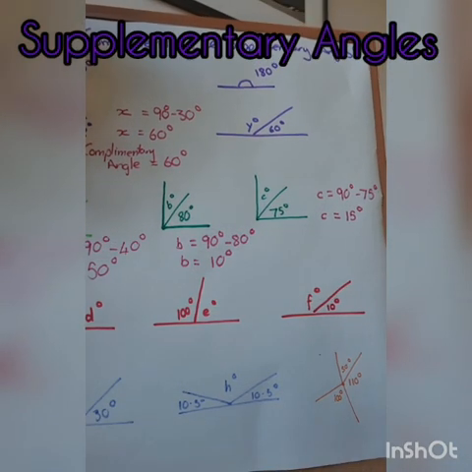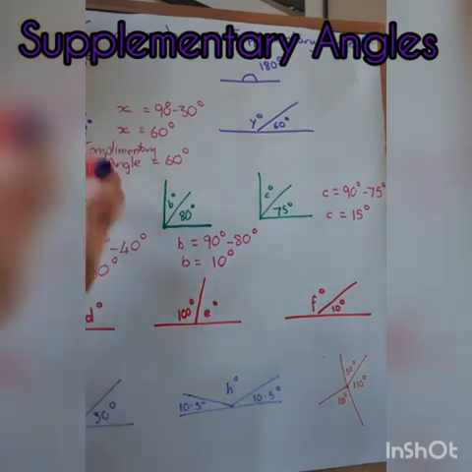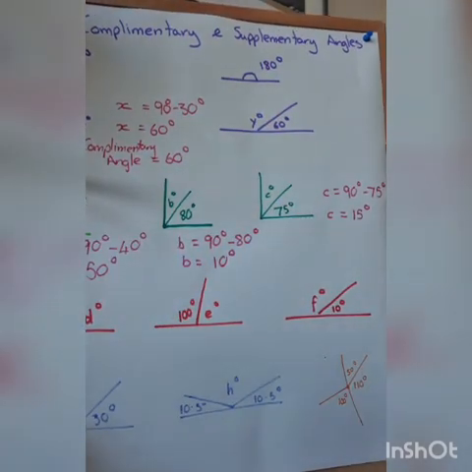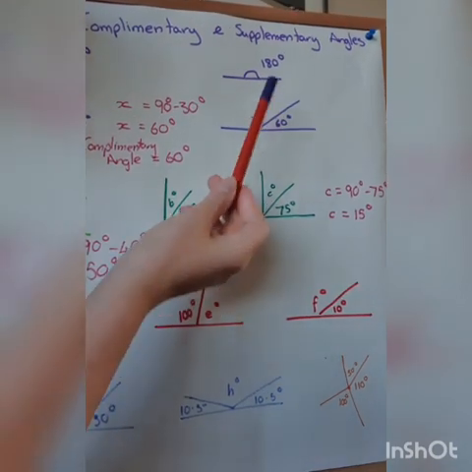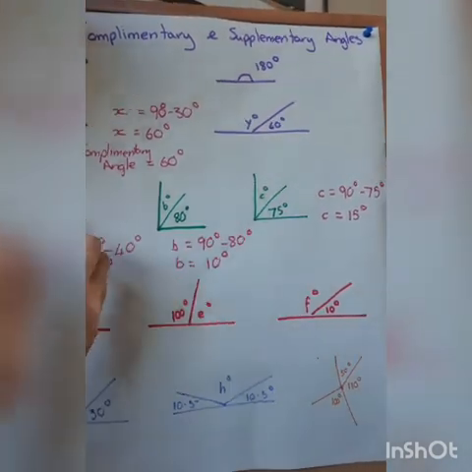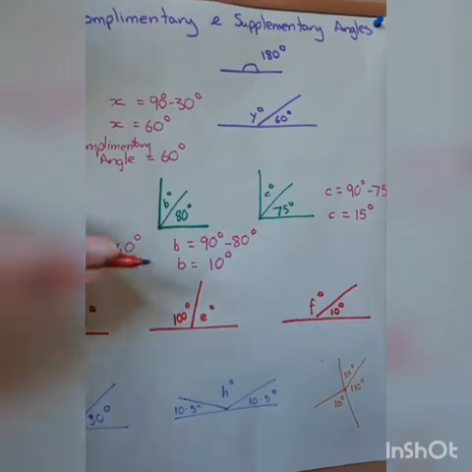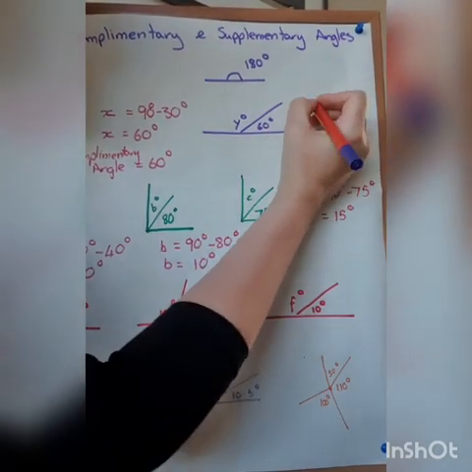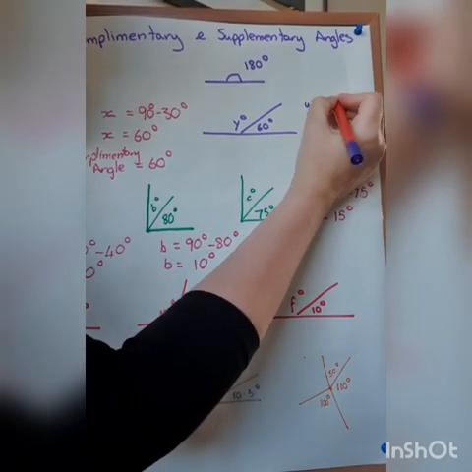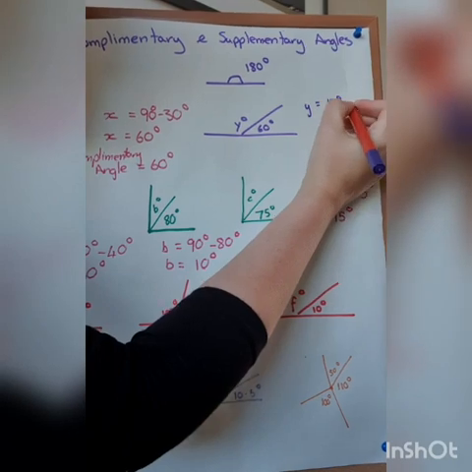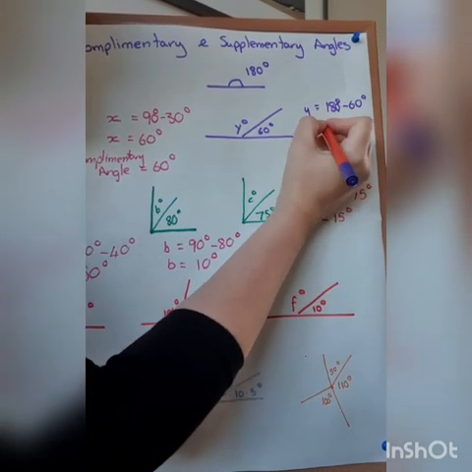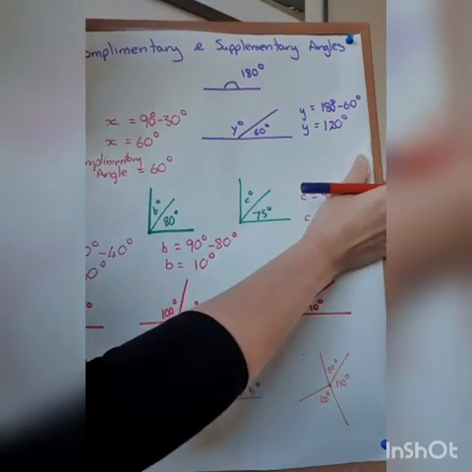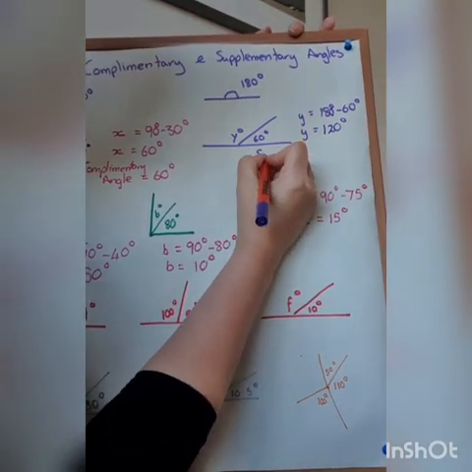Now let's look at our supplementary angles. Our supplementary angles are all to do with our straight line, which is 180 degrees. So just like our complementary, you take what you know and take it away. So to find out what y is, our supplementary angle, we do y is 180 degrees, take away 60 degrees, y equals 120 degrees.